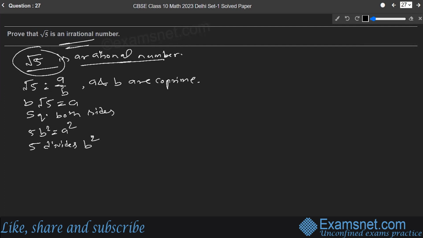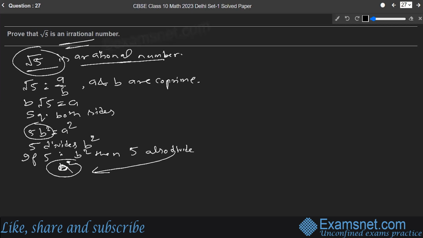So there's a theorem which says that if 5 divides a square, then 5 also divides a. If the left hand side is a multiple of 5, then obviously the right hand side should also be a multiple of 5.